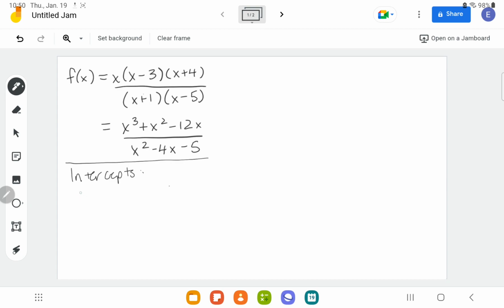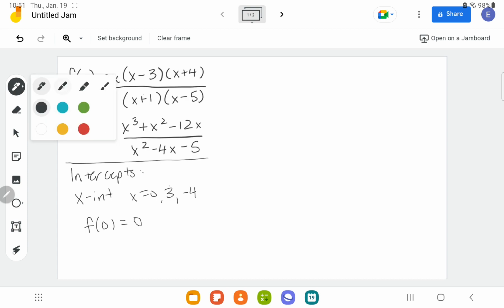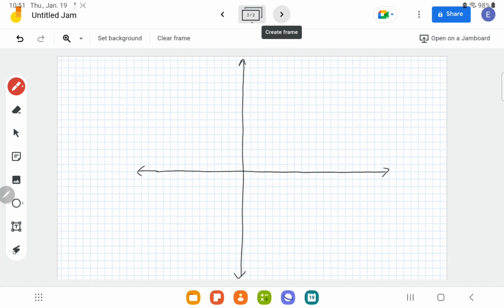So this is going to have x-intercepts at x equals 0, 3, and -4. And the y-intercept, obviously we're putting in a 0 for our x value, which just gives us 0. So I'm going to flip over to the next slide and we'll graph those. So 0, 3, and -4.